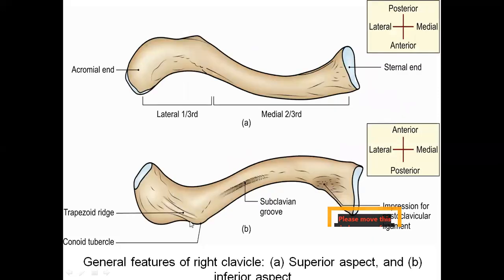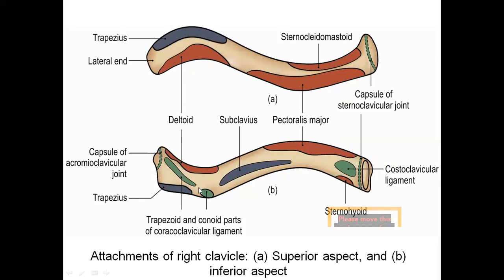In the previous slide, I told you we have the conoid tubercle and trapezoid ridge. These are actually giving attachment to the trapezoid and conoid parts of the coracoclavicular ligament. That means it's a ligament which is connecting the coracoid process of the scapula, which you will be studying in the next class, scapula bone, and the clavicle. The connection between the scapula bone and clavicle is the coracoclavicular ligament.